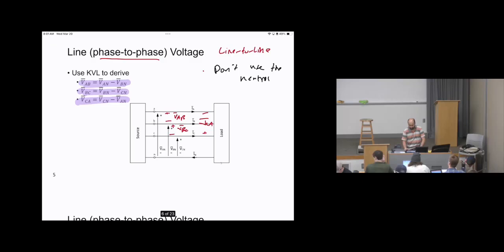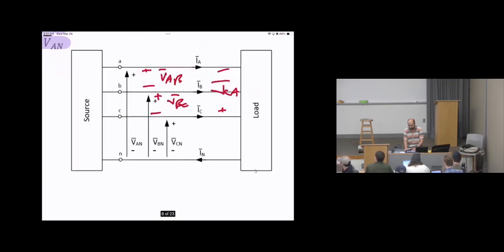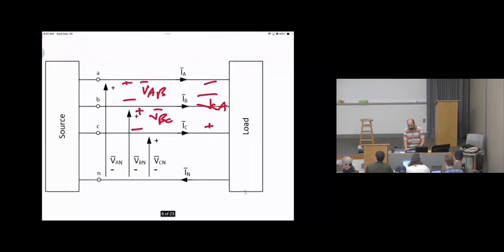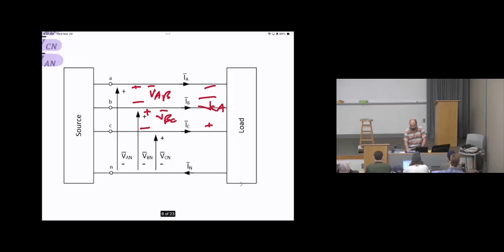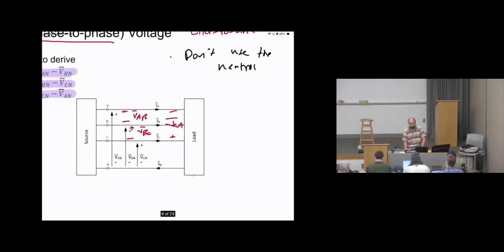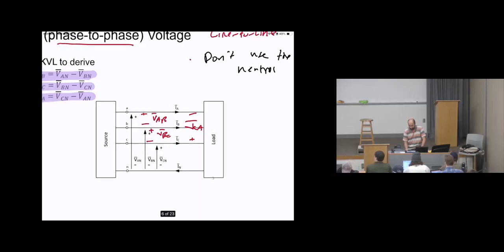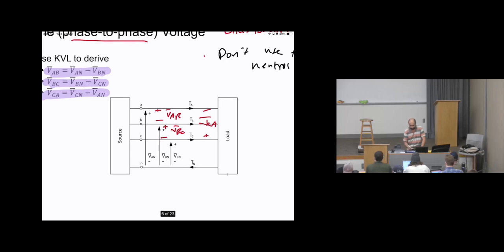Last lecture, we stopped at line-to-line voltages, or phase-to-phase voltages. In summary, line-to-line voltages are when we put the positive at one phase and negative at the other phase without using the neutral. So when we do any line-to-line voltages, we will not use neutral at all. So V line-to-line will be between A to B, B to C, C to A.